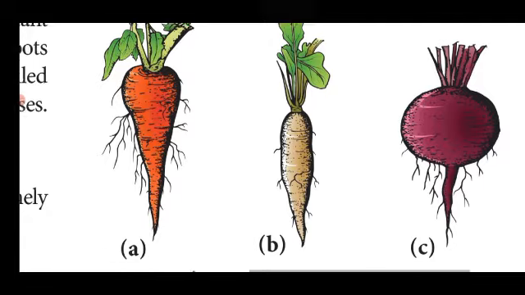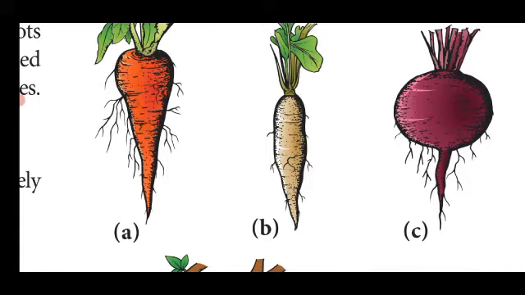And fusiform root, example is a radish. In it, both the upper and lower parts taper, whereas at the center it is broad in nature. Such a type of root modification is a fusiform root modification. Example, radish.